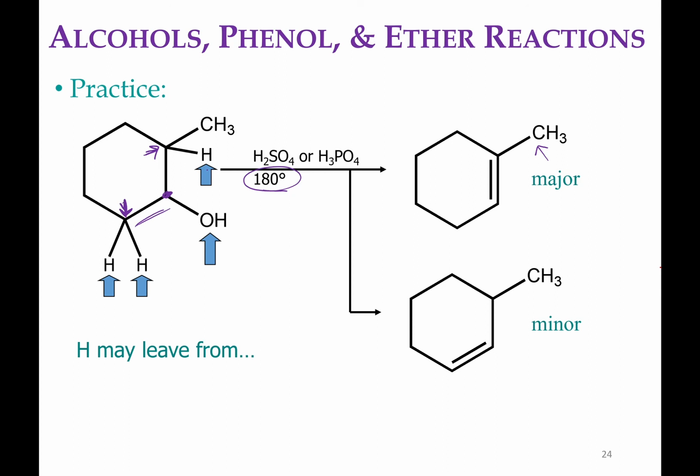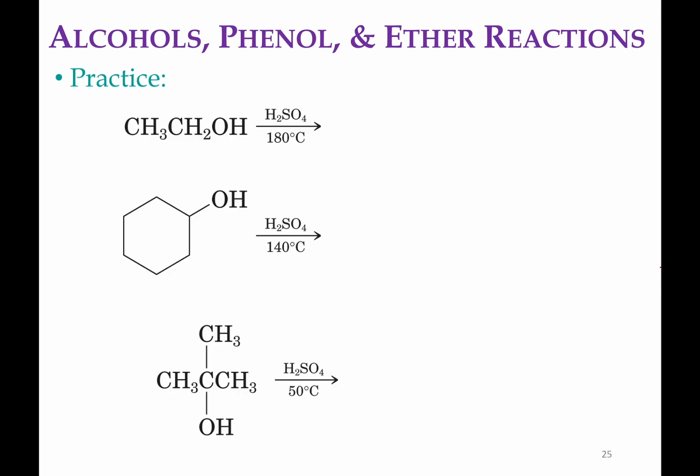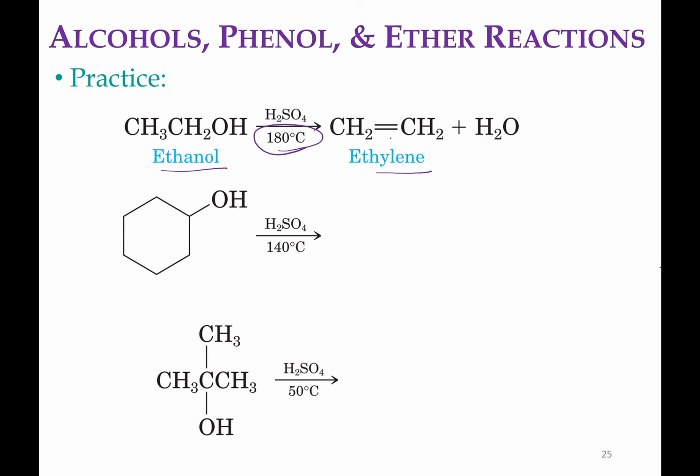All right, let's take a look at another one. Just because. If you have not yet done so, please pause it, and I want you to practice. Okay, so we have ethanol reacting at 180 degrees, so we're going to get a double bond. Where is it going to be? Ethanol becomes ethylene with a double bond between the two carbons. There's no other option here on this one. This is a nice easy one, plus water as a byproduct.